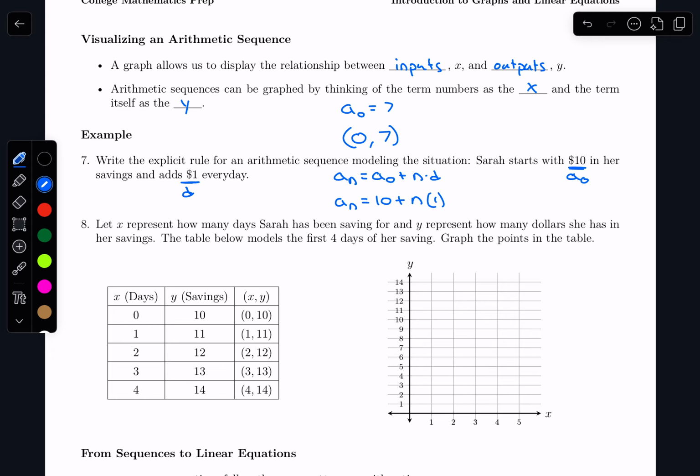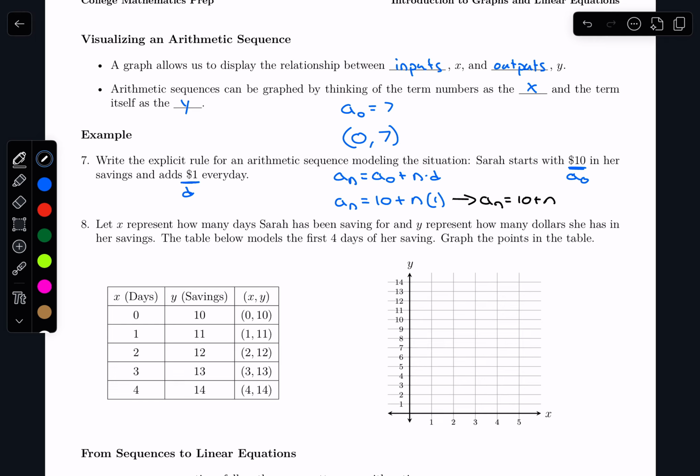Now, because the d value is 1, n times 1 is a little bit unnecessary, but it means exactly what we need it to mean. If we wanted to, we could rewrite it as a sub n equals 10 plus n, where we don't write that 1 there, but it's not actually going to make a difference for our purposes here. So what we needed to know is that we need to do 10 plus n. We have our initial term is 10, and our common difference is 1. Now let's use this to construct the next few terms in the sequence.